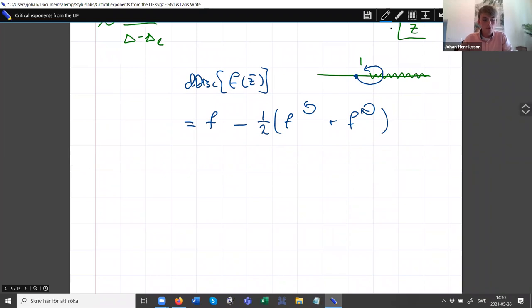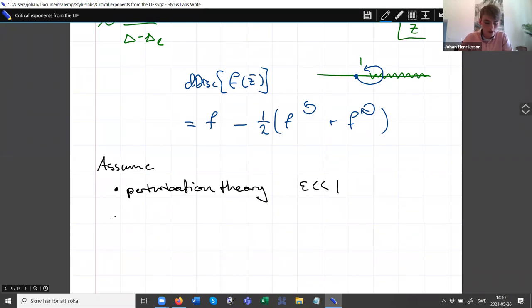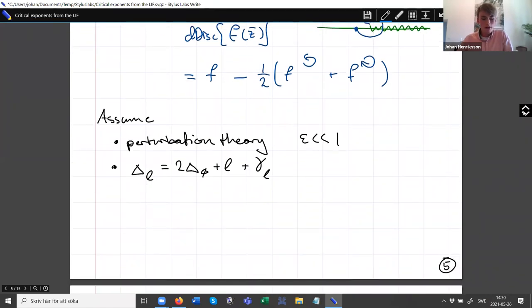To do this, we need to assume two things. We need to assume that we're working in perturbation theory. So for us, this will be the regime epsilon small, and that we focus on the operators with smallest twist in the theory. In particular, we're going to focus on these operators, which have dimension 2 delta phi plus L plus some anomalous dimensions. This is a simplification that has quite general applications as well. And from this, you can derive something that I call the perturbative inversion formula.